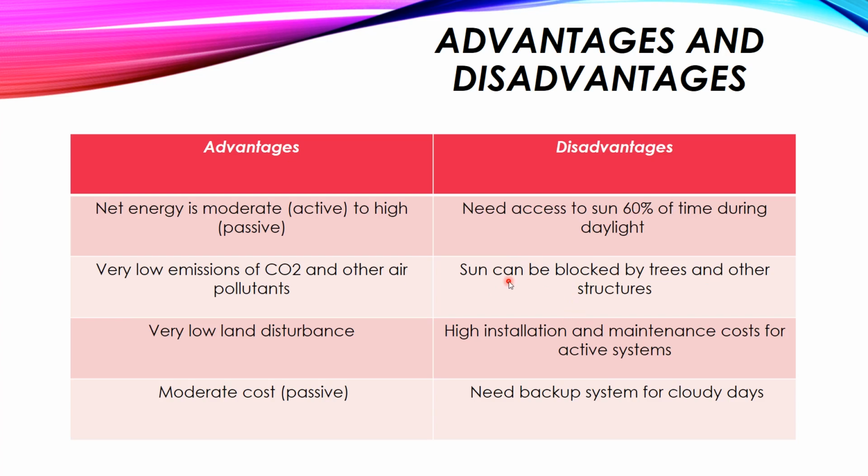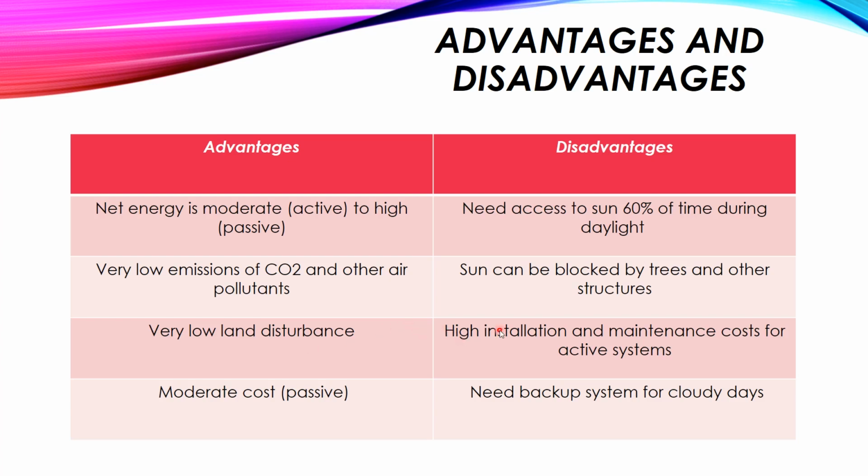So when the sun is blocked, it means that we don't have enough sunlight going to the solar collectors or the house itself. The advantage is that we have very low land disturbance because it does not contain any mechanical rotating parts. It is a very silent process. We don't have anything which moves.